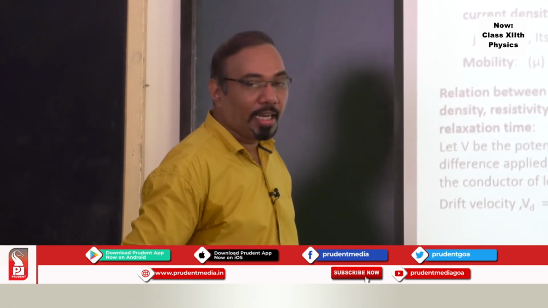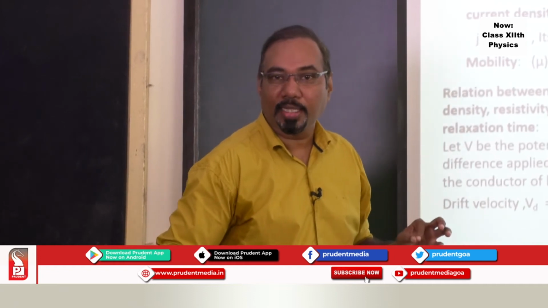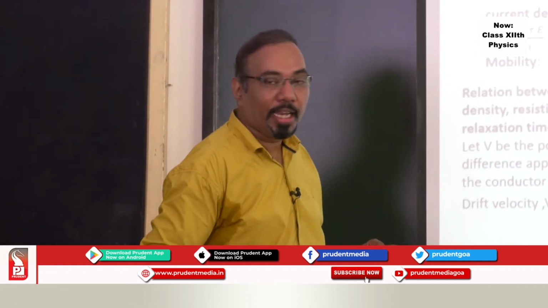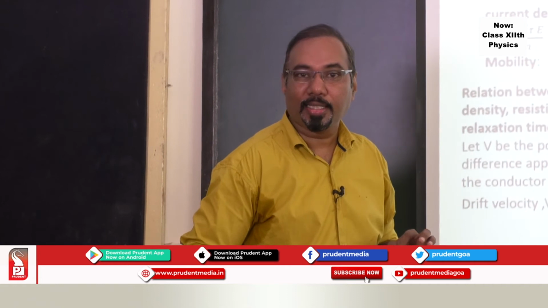e is the charge of an electron, which is 1.6 into 10 raised to minus 19 coulomb. m is the mass of the electron, which is 9.1 into 10 raised to minus 31 kg.